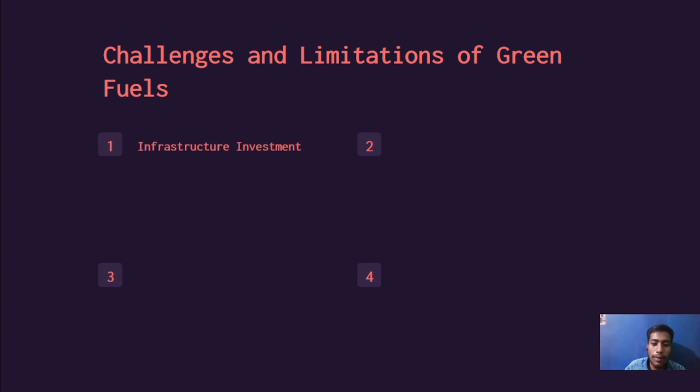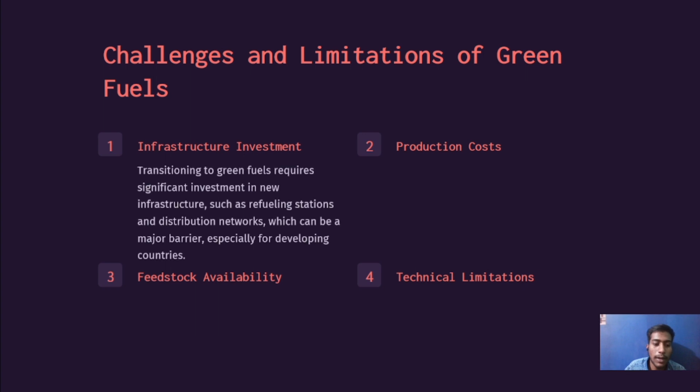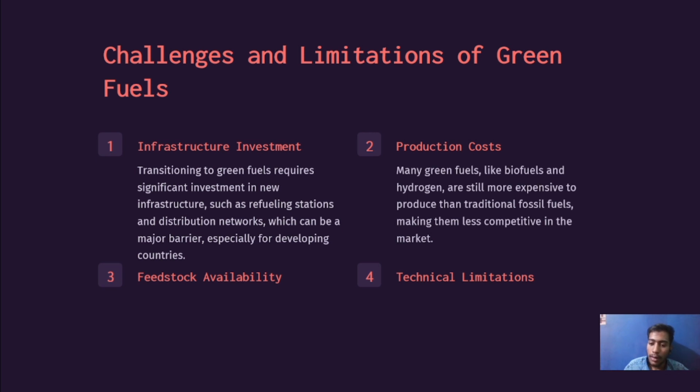The next one is: what are the challenges and limitations of green fuels? First is infrastructure investment, second is production costs, third is feedstock availability, fourth one is technical limitations. When it comes to infrastructure investment, transitioning to green fuels requires significant investment in new infrastructure such as refueling stations and distribution networks, which can be a major barrier, especially for developing countries. In production cost, many green fuels like biofuels and hydrogen are still more expensive to produce than traditional fossil fuels, making them less competitive in the market.